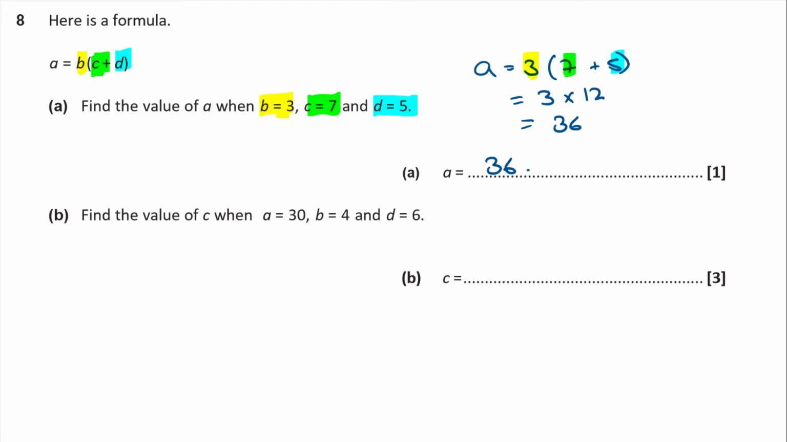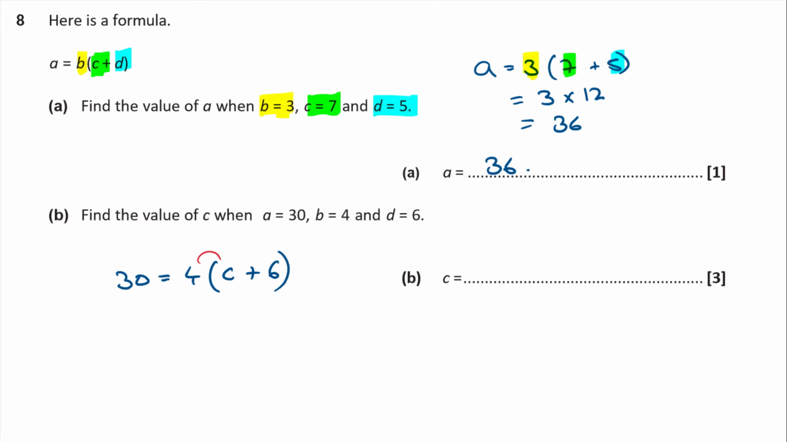Then it says find the value of C when A is 30, B is 4, and D is 6. So again, I'm going to sub those values in. So I've got A, which is 30, is going to be equal to B, which is 4, open brackets, C, which we're trying to find, so I'm just going to leave that as C, and then plus D, which is 6. Okay? So here, we have to make C the subject, really. We need to rearrange it and make C the subject, or we have to solve for C, is another way of thinking about it.